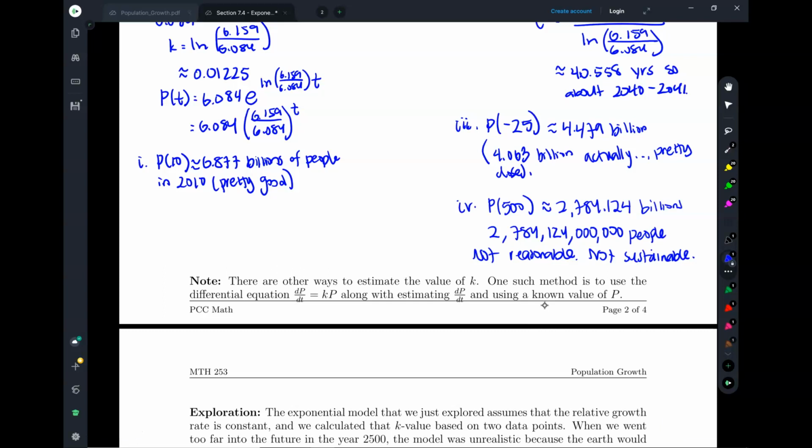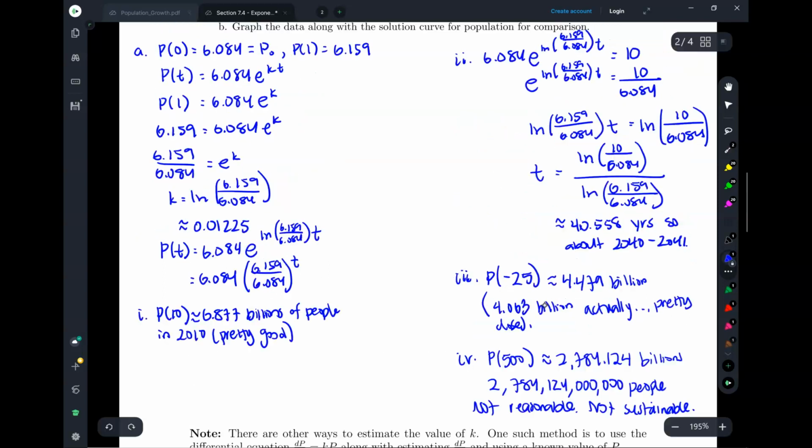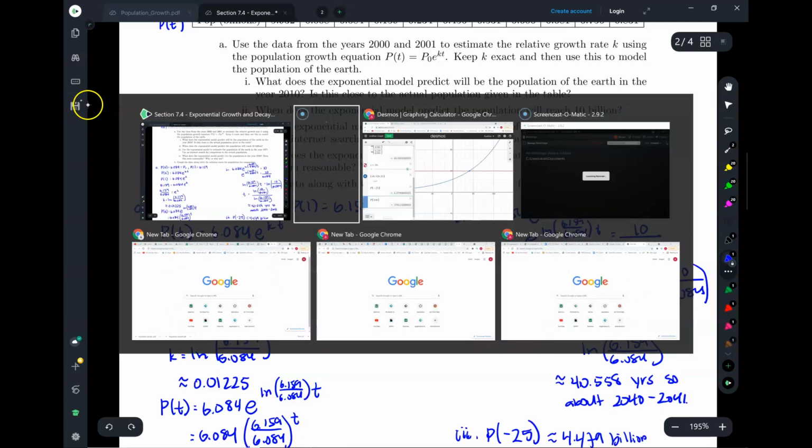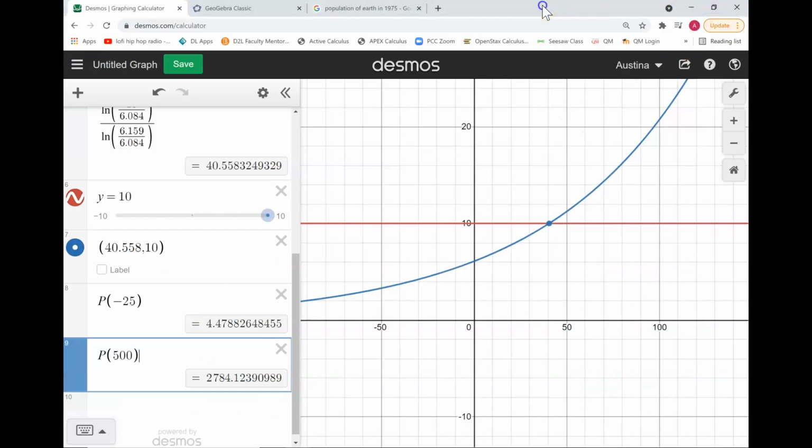So it's pretty unrealistic, so we want to take this exponential model with a grain of salt. Now we're going to graph the data along with the solution curve that we found, the exponential growth model, and see what goes on as time increases to large numbers.